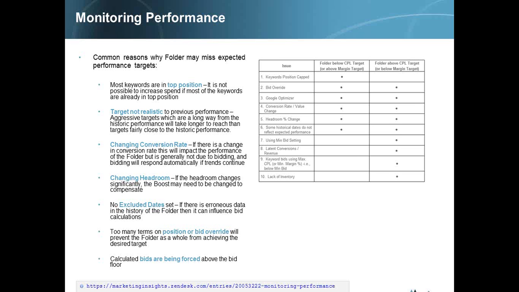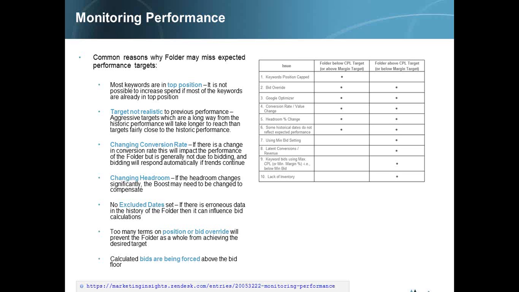The next one to consider would be that your targets are not realistic relative to previous performance. Aggressive targets, which are a long way from the historic performance, will take longer to reach than targets fairly close to historic performance. When you're setting your targets, you should take a look at the 4-week or 2-week historical average and make sure that they're relatively in line.